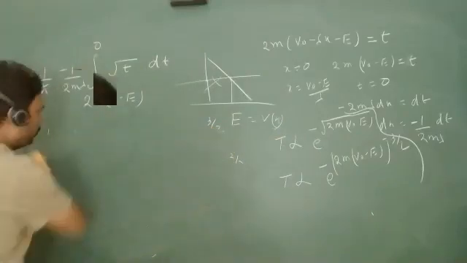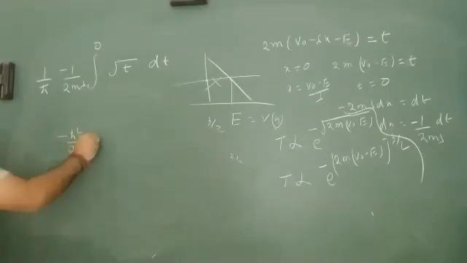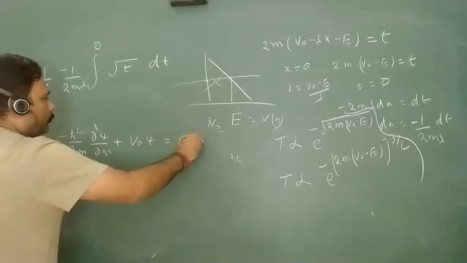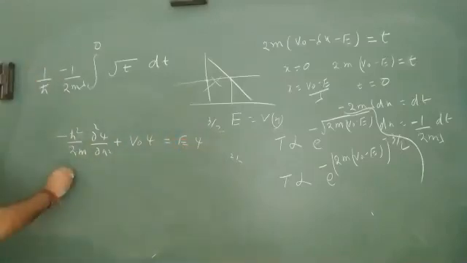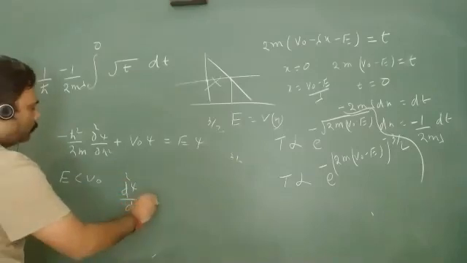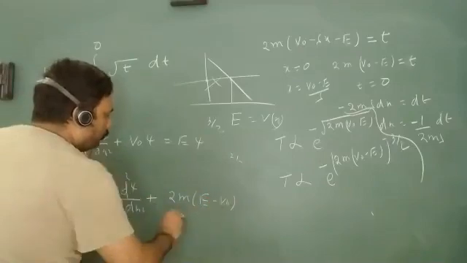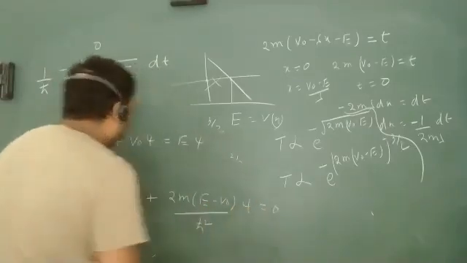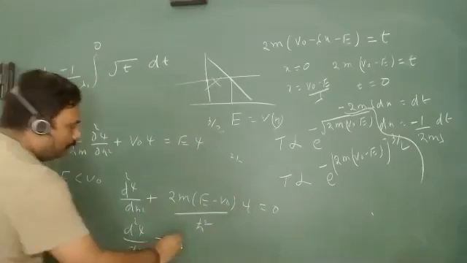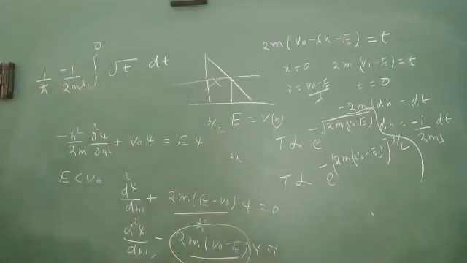And if you are not able to understand this, then remember this one. Suppose your potential is minus h cut square upon 2m. If you are writing the Schrodinger wave equation, remember this thing. Suppose I am writing this, okay? And if E is less than V naught, what will you do? You will write d square psi dx square plus 2m (E minus V naught) upon h cut square psi is equal to 0. But E is less than V naught. So you will go for d square psi dx square minus 2m (V naught minus E) upon h cut square psi. And this value is gamma.